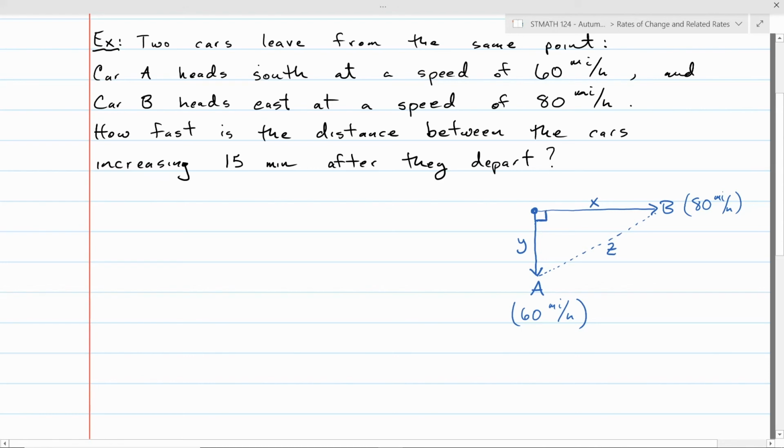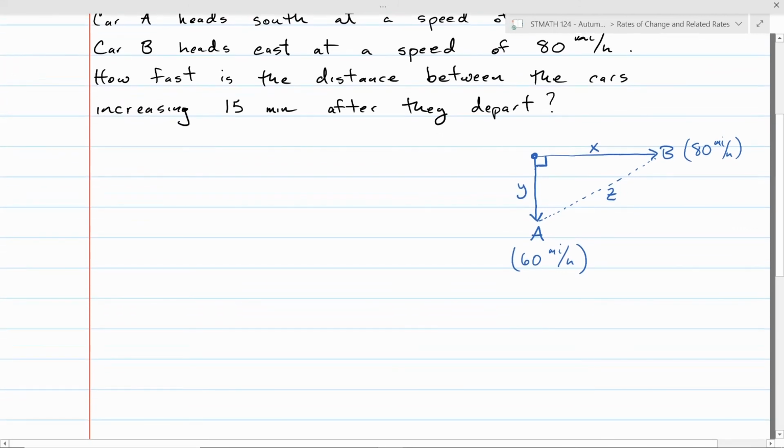Well, you look at that figure and you start thinking, is there some way that I can relate those variables? Is there some common formula that relates the sides of a right triangle? Maybe. Perhaps when I see a right triangle, one of two things pops to my mind.